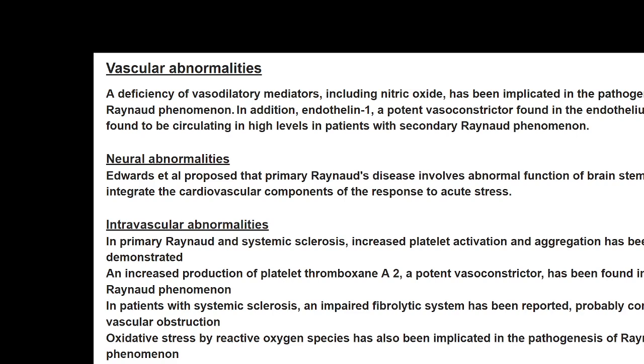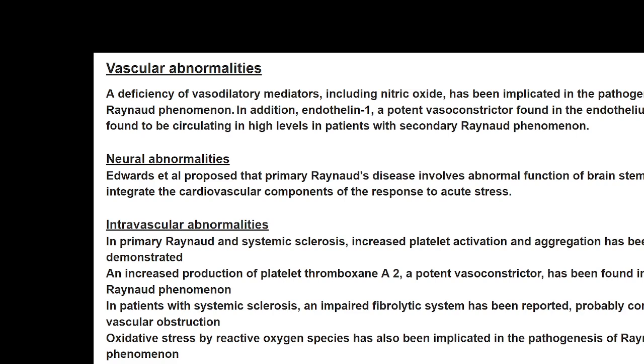Neural abnormalities are, as per a newer theory, proposed in primary Raynaud's, which involves an abnormal function of the brainstem areas that integrate the cardiovascular compartment. This is one of the recent theories which has come up, and it has resulted in the prescription of some stress relieving drugs in the treatment of Raynaud's disease.